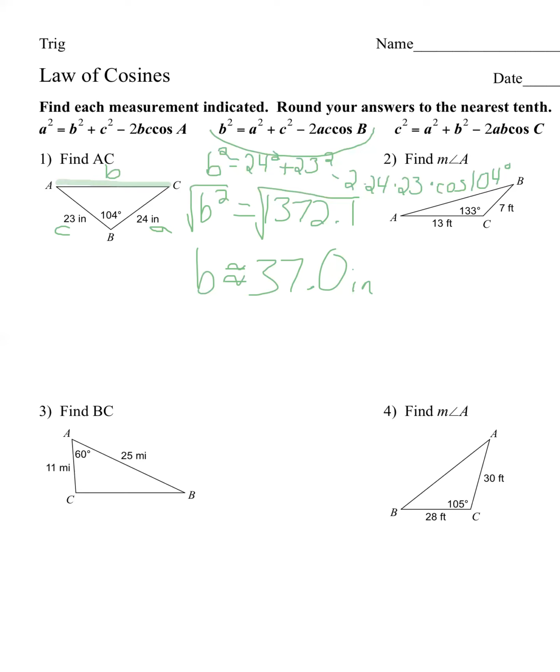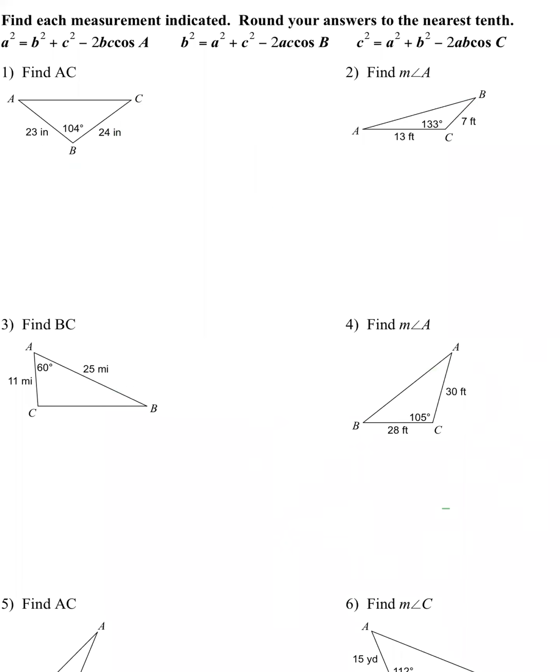Okay, let's go ahead and try number 2 because that one is a bit different. They want you to find the measure of angle A. So I'm trying to find this angle. In order to find angle A, if you look at your very first equation, this one all the way over here, I would need to know what A, B, and C are. And I don't have that.